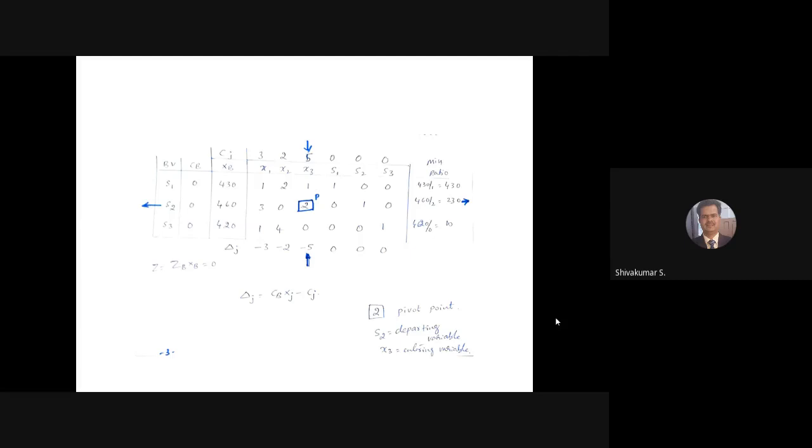See the third row, that is the S3 row: you have 0, 420, 1, 4, 0, 0, 0, 1. But below the pivot point, you have 0, so the third equation won't change. You will write it as it is in the third row: S3, 0, 420, 1, 4, 0, 0, 0, 1. But see the first row, the S1 row: S1, 0, 430, 1, 2, 1, 1, 0, 0. Corresponding to the pivot line, you have to make 1 as 0. Remember, you already have 1. So you want to multiply the entire equation by -1 and add it to the first row.